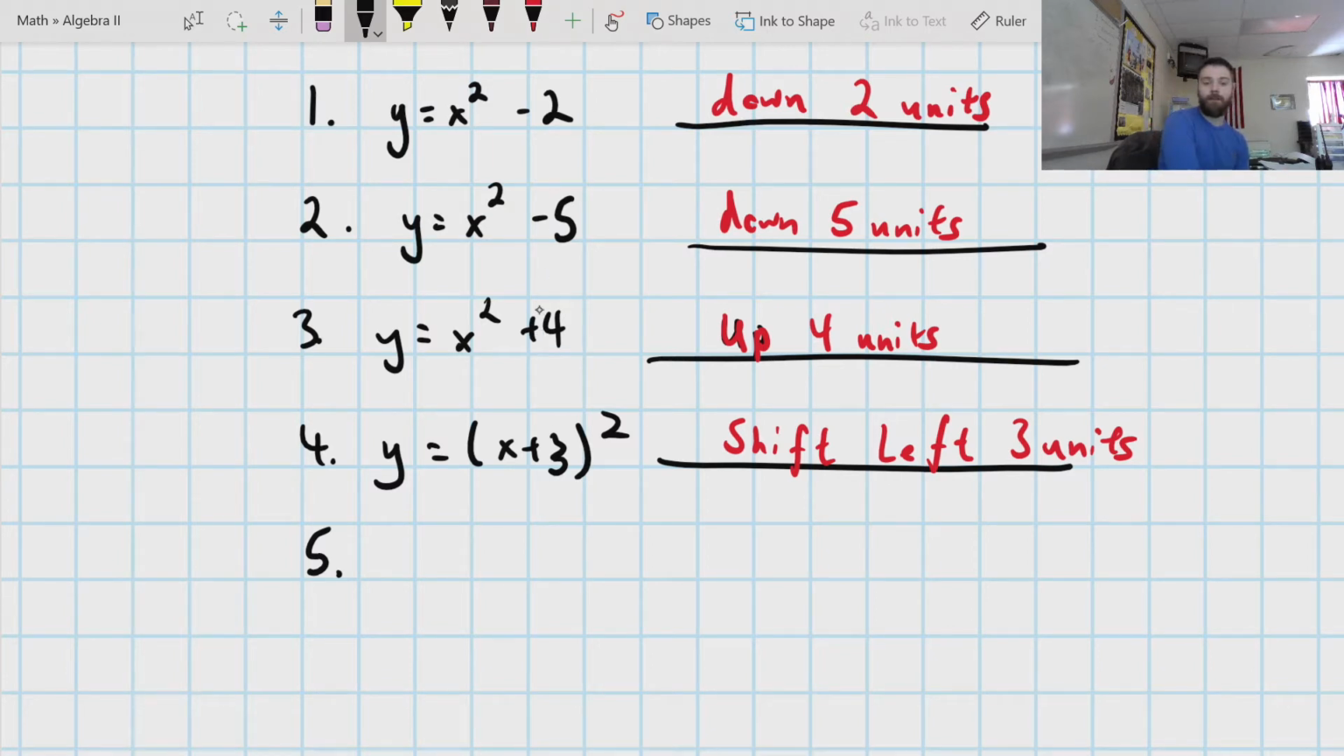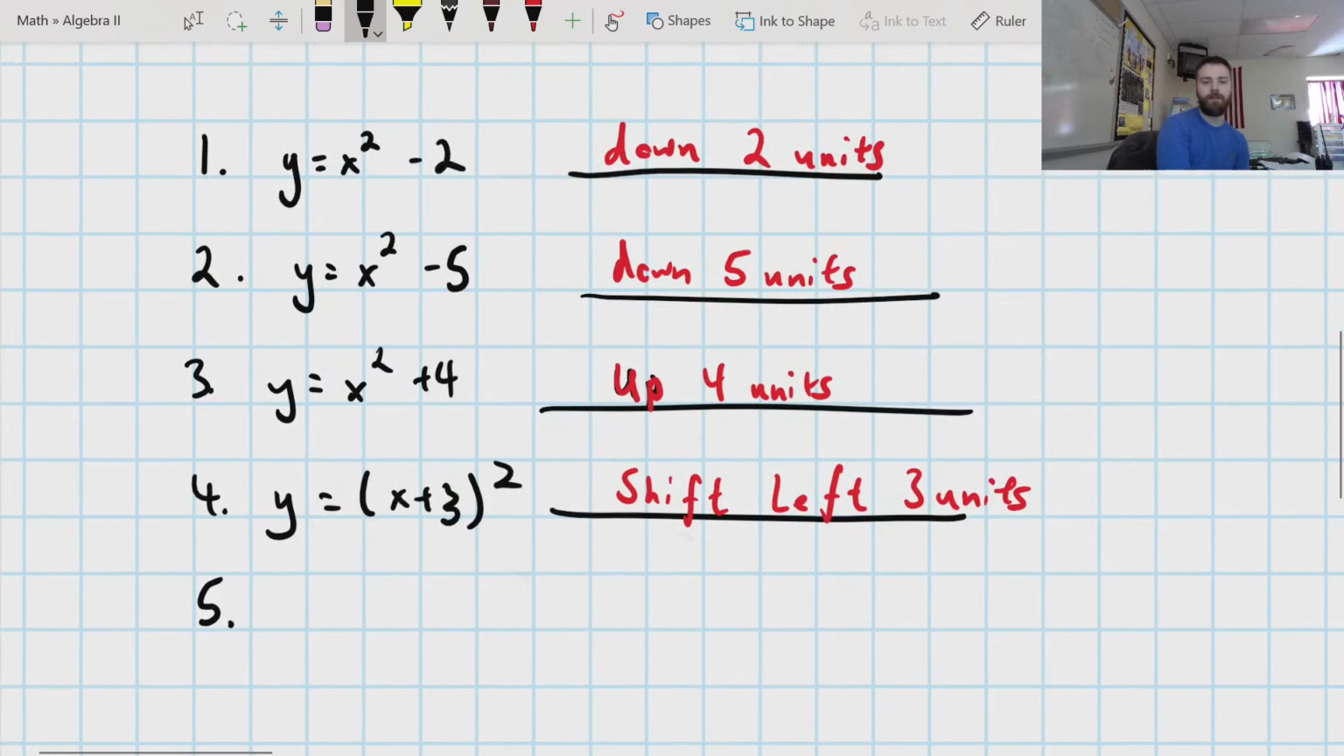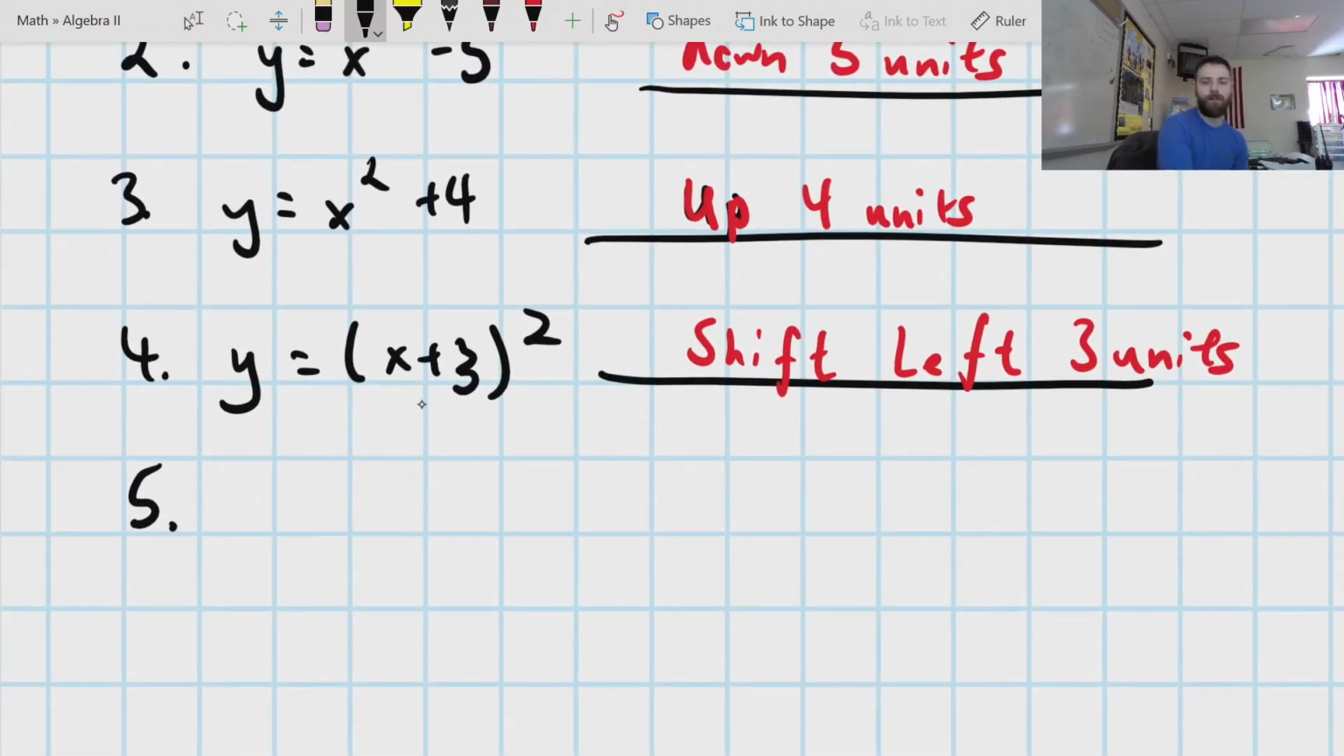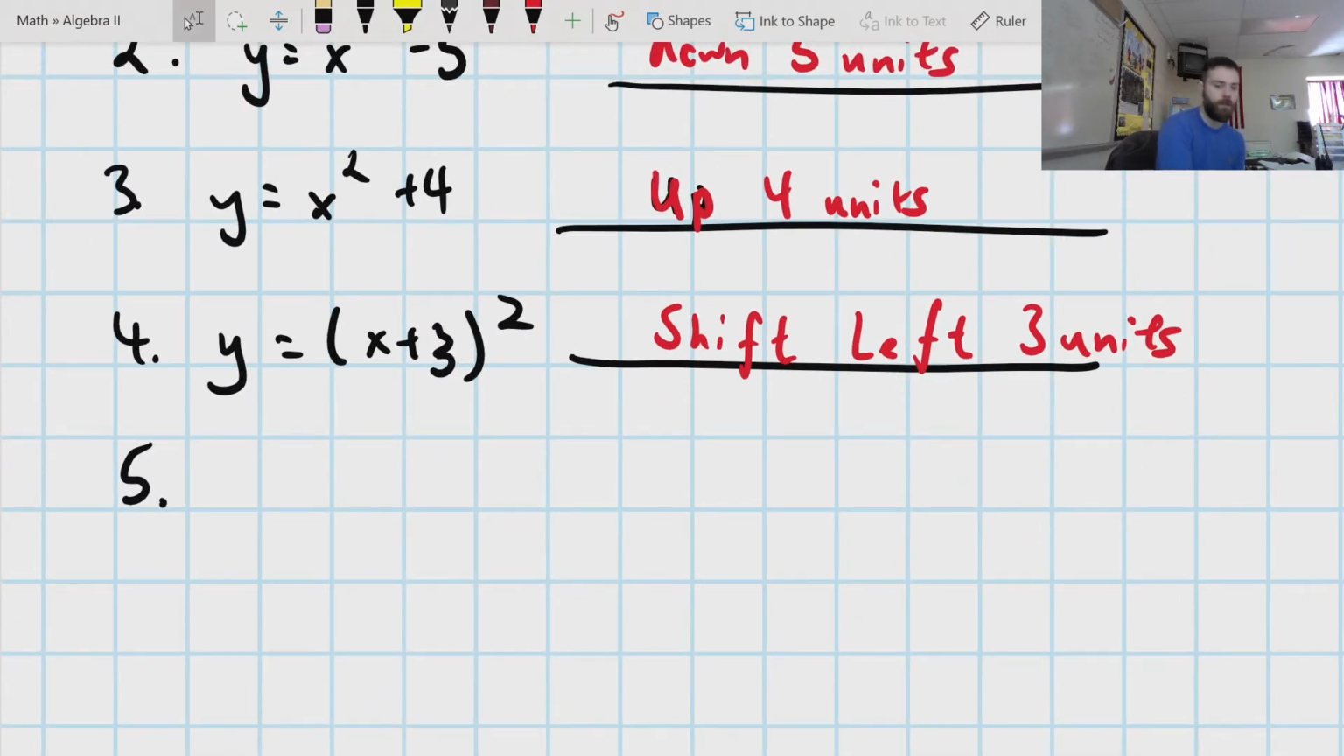So what you'll find is that the outside of the function, whenever you're shifting vertically, so up or down, it works exactly like you think it will. So negative 2 on the outside of the function shifts it down 2 units. Negative 5 shifts it down 5 units. Positive 4 shifts it up 4 units. But whenever you put it inside the parentheses, it shifts differently. So x plus 3 shifts it left 3 units. It's going to be the opposite. You're going to have to throw intuition away with horizontal shifts. So this is a horizontal shift.